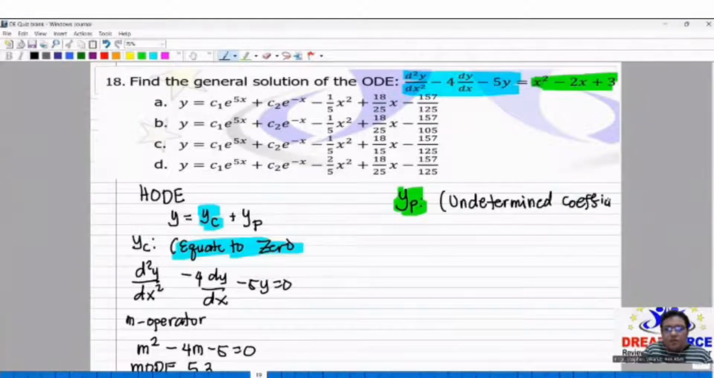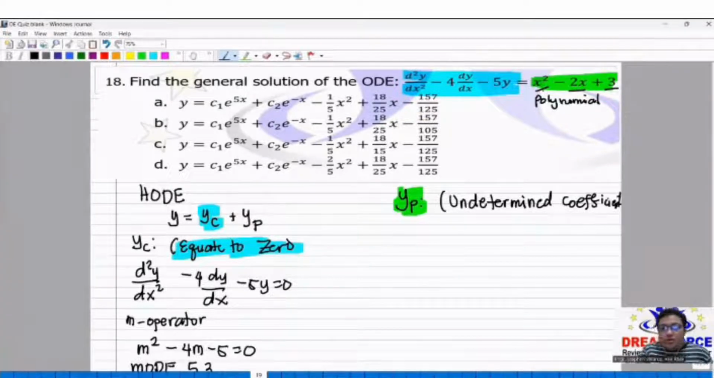So, dapat alam mo yung bawat term mo dito. Take note, this is a polynomial. Yung 2x mo dito, polynomial. Yung 3 mo dito, polynomial. So, therefore, yung yp natin will be a polynomial.